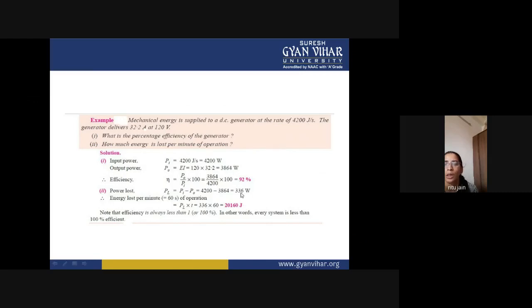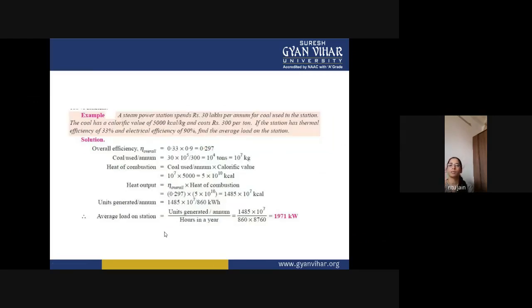So you are losing 336 watt of power. For the energy lost per minute of operation, you can get the energy by multiplying this power by time. So 336 into 60 is equal to 20,160 joule. So we can see that the efficiency is always less than 1. In other words, every system is less than 100% efficient.